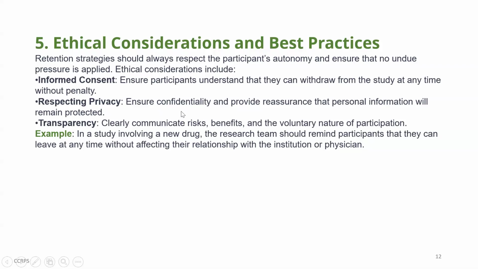Respecting privacy: ensure confidentiality and reassurance that personal information will remain protected. Transparency: clearly communicate risks, benefits, and the voluntary nature of participation. Example, in a study involving a new drug, the research team should remind participants that they can leave at any time without affecting their relationship with the institution or physician.